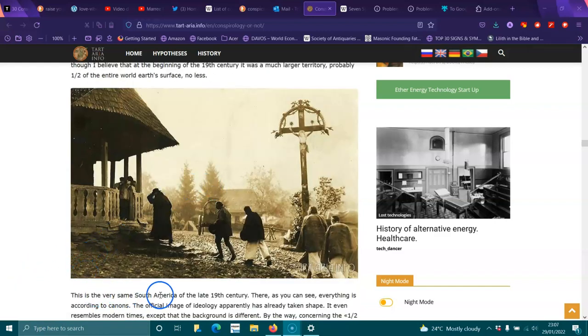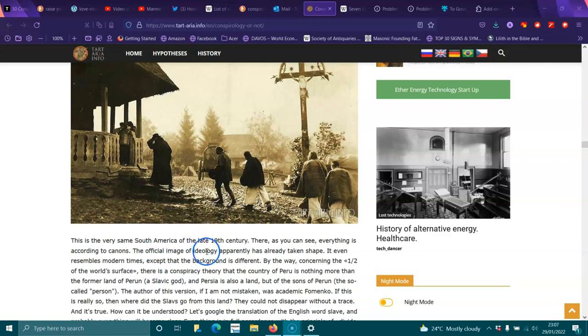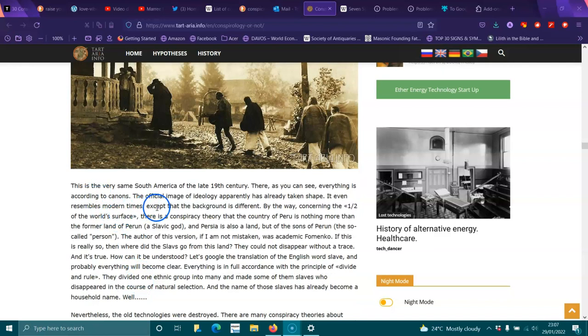This is the very same South America of the late 19th century. There, as you can see, everything is according to canons. The official image of the ideology apparently has already taken shape. It even resembles modern times, except that the background is different. By the way, concerning half of the world's surface, there is a conspiracy theory that the country of Peru is nothing more than a former island of Perun, a Slavic god, and Persia is also his land.